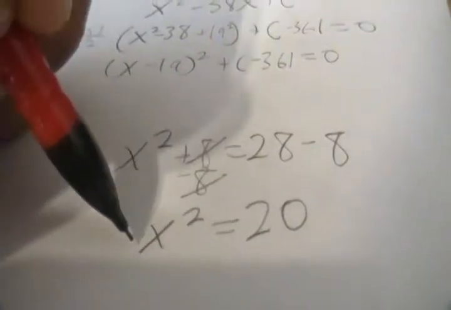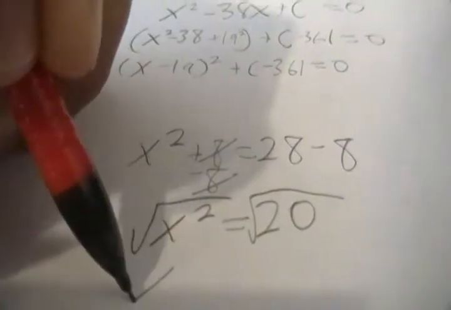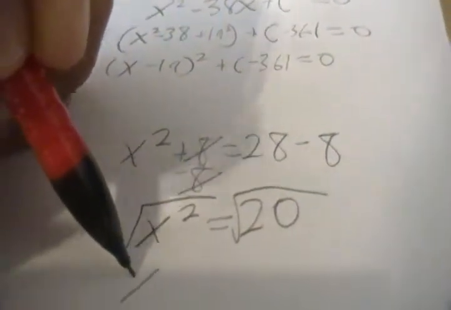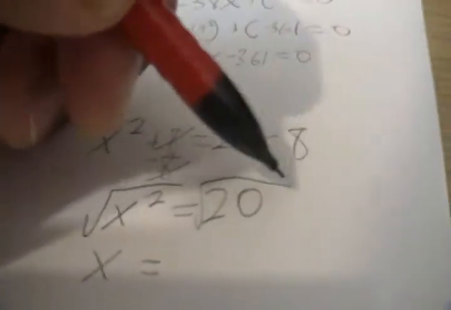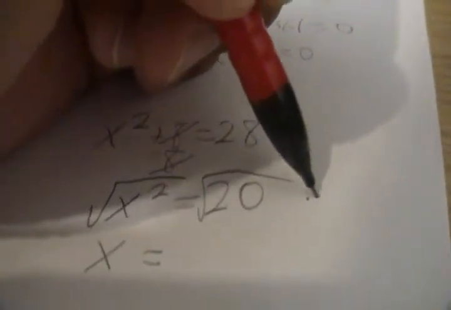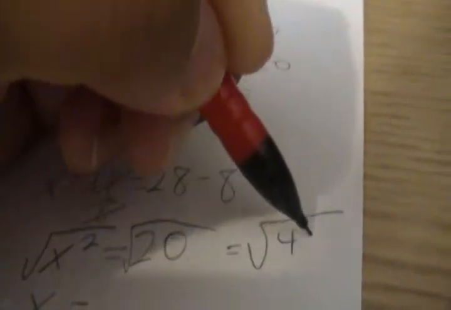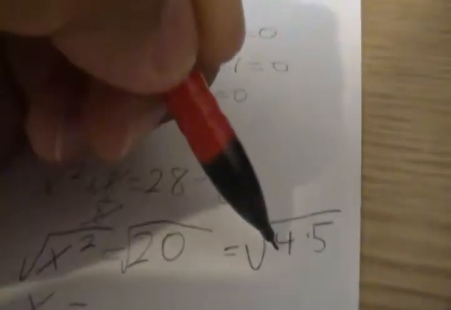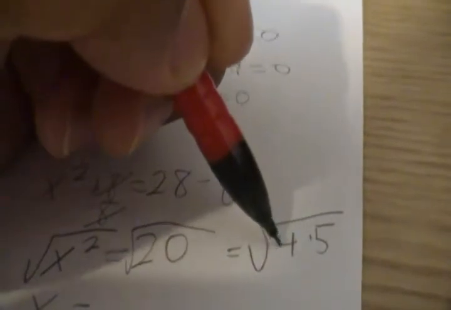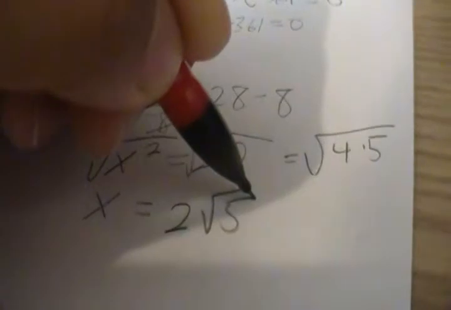Now we take the square root of both sides. So we get x is equal to... Now here, for the square root, we can take the factors of 20, which are 4 and 5. So 4 is 2 squared, and we can bring a 2 out and have the square root of 5.